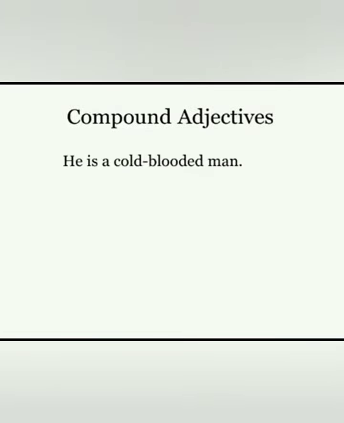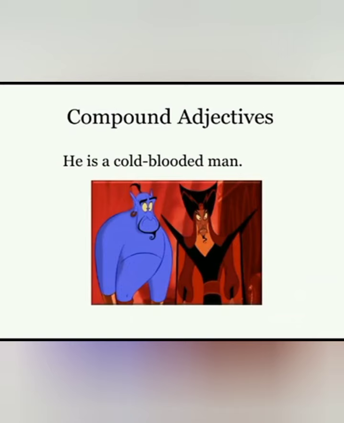Another example is, you can see these two characters from a very well known fairy tale, Aladdin and the Magic Lamp, Genie and Jafar, who is the villain, an evil minister who wants to kill the king and marry Princess Jasmine, and even tries to kill Aladdin. So he's a cold-blooded man. So cold-blooded is a compound adjective which reveals the nature of Jafar, that he's a very cruel and ruthless person.